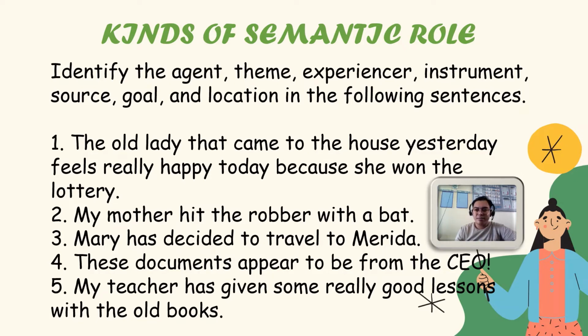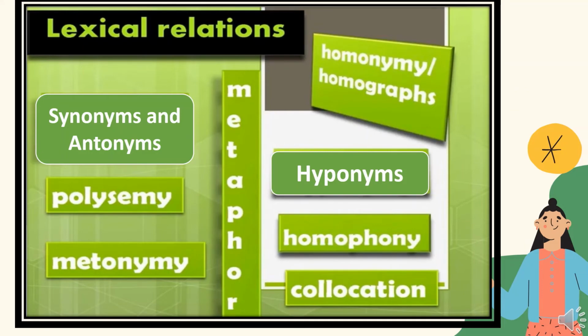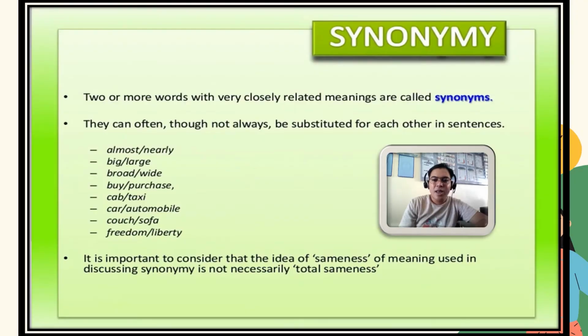This time, we will now proceed to the different kinds of lexical relations. Alright, so this time we will move on to the next type of lexical relations, which is synonym. One of the lexical relations that we have here on the screen is the synonyms. I know that you are already familiar with the definition of synonym, but let's just have a short recap of what synonym really is.